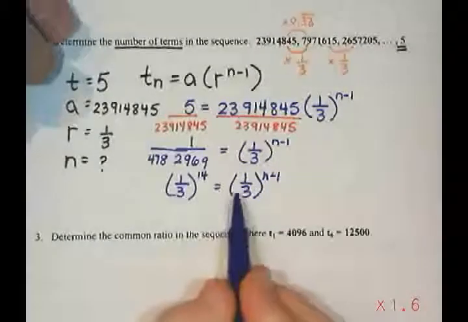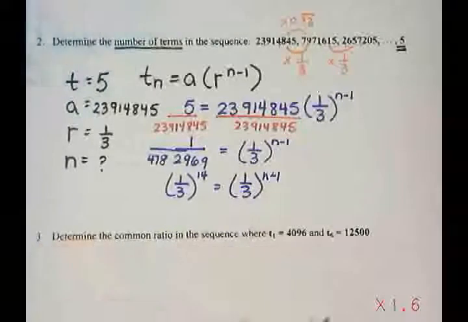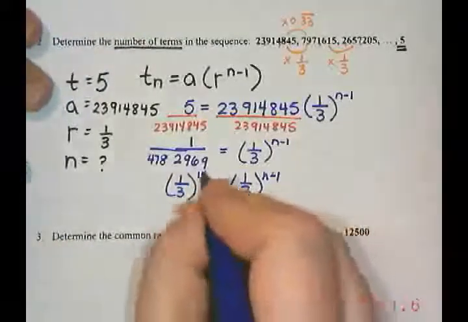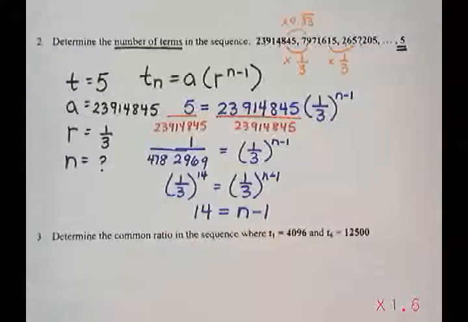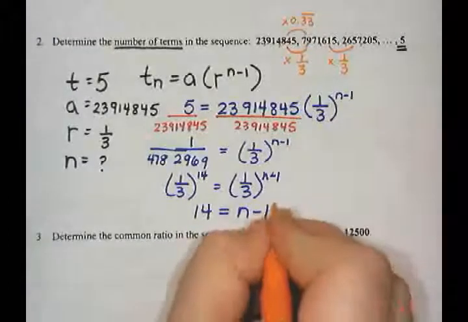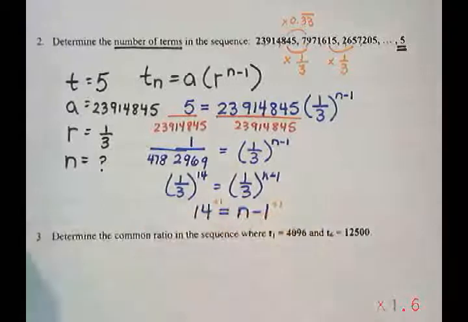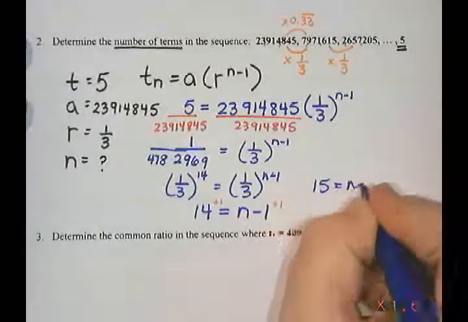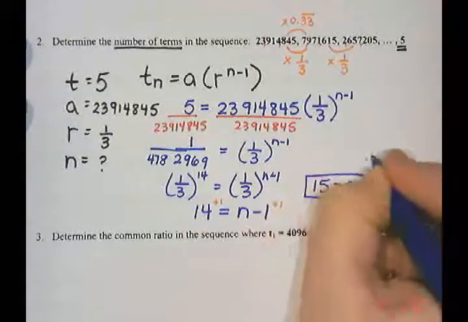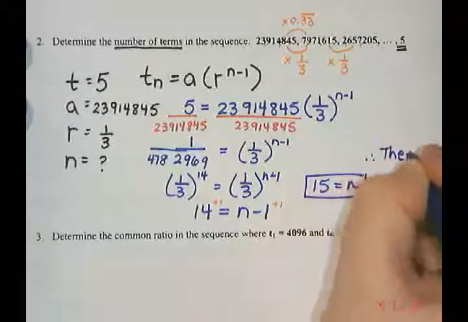Now, since the bases are the same, the exponents have to be the same. So 14 is going to equal n take away 1. And then we do a little bit of grade 9 math. We add 1 to both sides to get that n equals 15. So there are 15 terms.